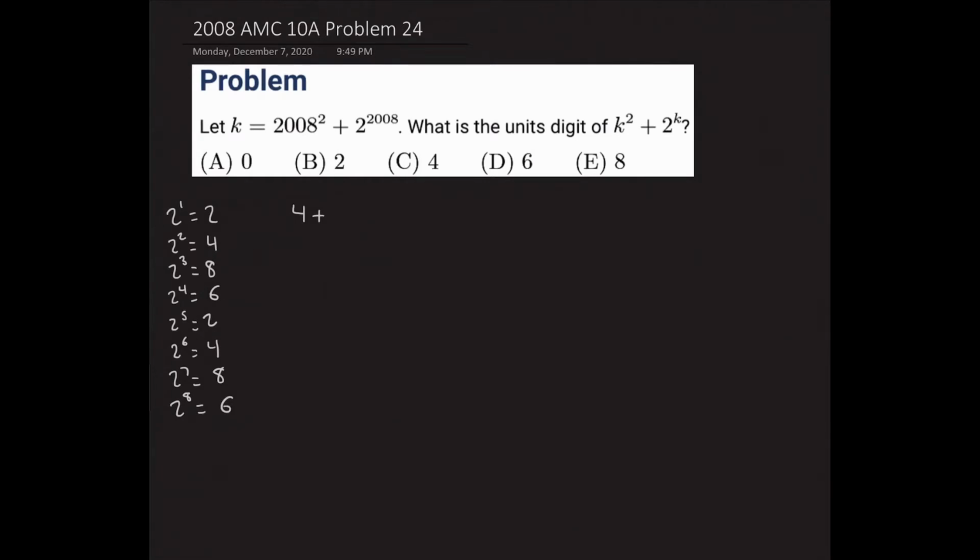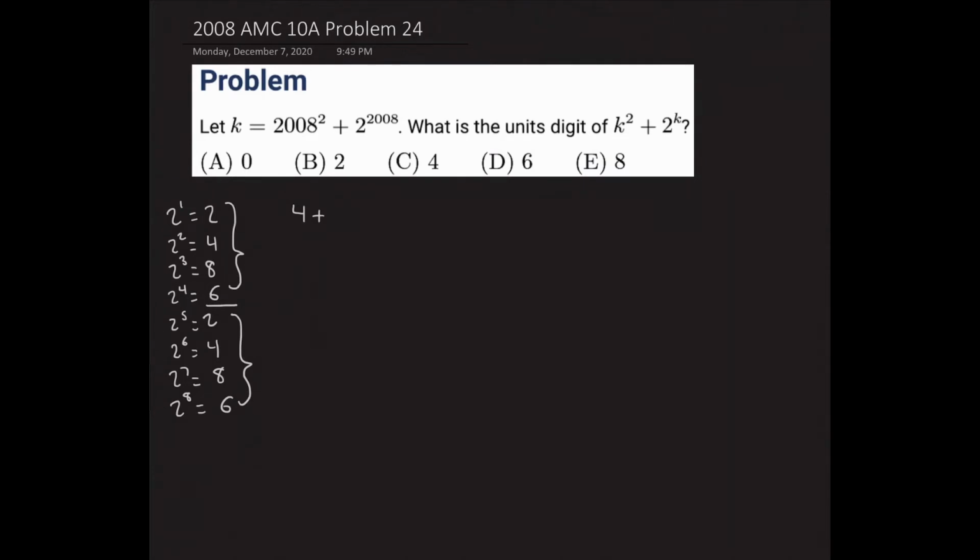And so we see this pattern. After 4, it repeats again. So it's 2, 4, 8, 6, and then it's 2, 4, 8, 6. And so we know that if the power that we're raising it to is 1 mod 4, then it's going to be 2. If it's 2 mod 4, it's going to be 4. If it's 3 mod 4, it's going to be 8. And 0 mod 4, it's going to be 6.